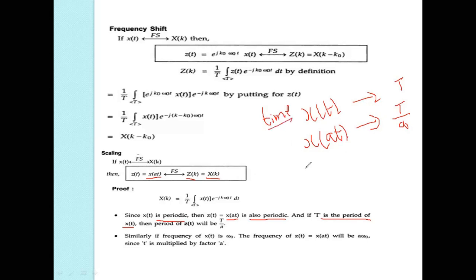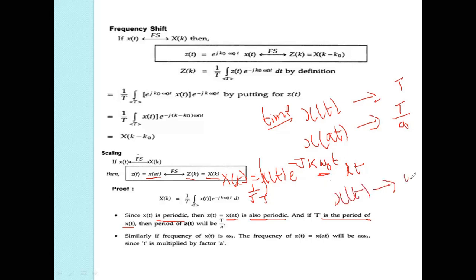Similarly, this is for the time, and for the frequency, x of k is equal to... Why I'm saying this here is for x of t only. Let it be x of t into e power minus jk omega naught t dt, where omega naught is the frequency. It's the formula for the analysis equation of the exponential Fourier series: 1 by T, integral over T. And here, for x of t, the frequency is omega naught.